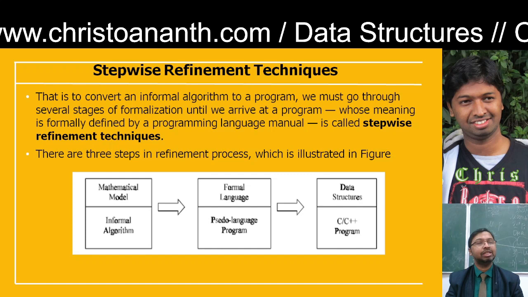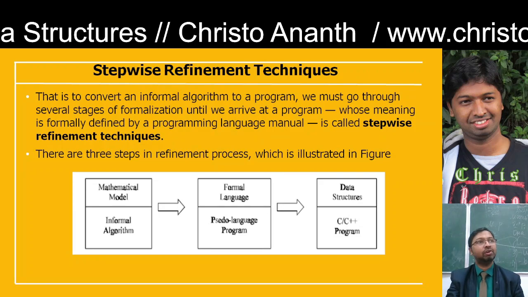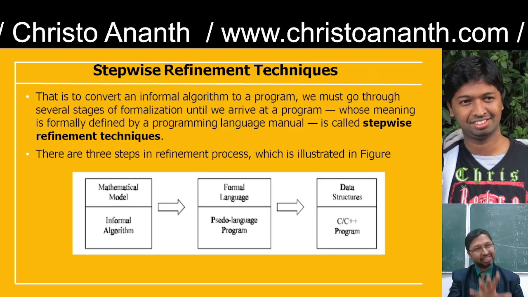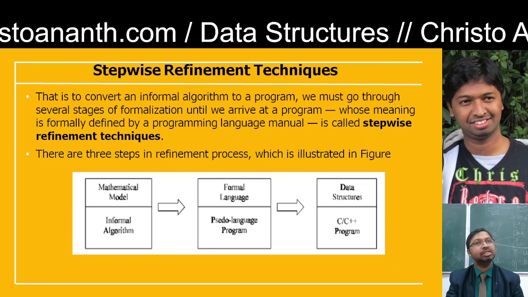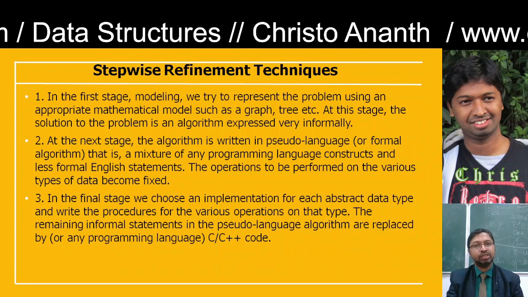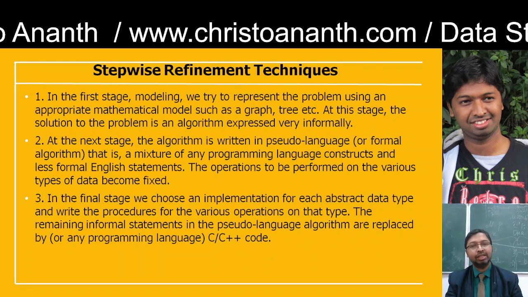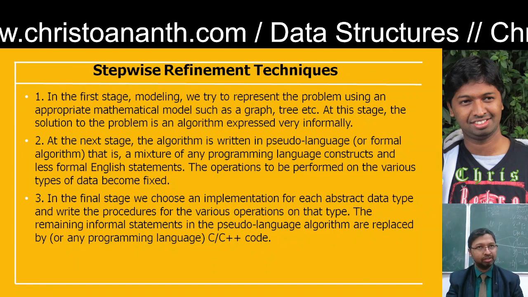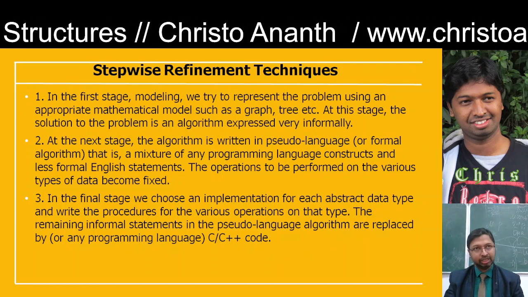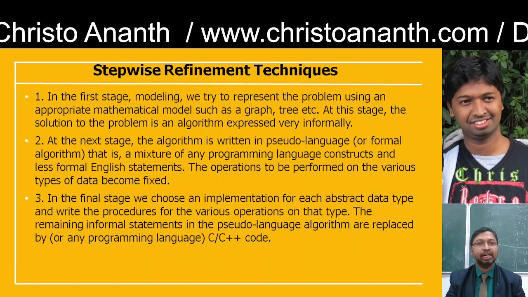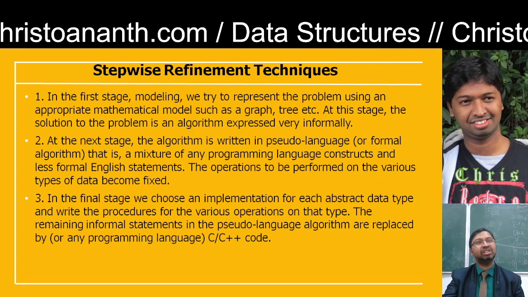There are three steps in the refinement process. We have the mathematical model with the informal algorithm, which is converted into a formal language with a pseudo language program that's actually imaginary. And from that you go to data structures with a C or C++ program. In the first stage, the modeling, we try to represent the problem using an appropriate mathematical model, for example a graph or a binary search tree, that will be explicitly representing it. At this stage, the solution of the problem is nothing but the algorithm, which is expressed very informally.